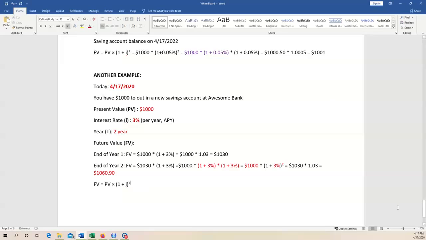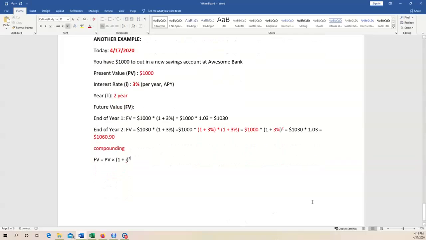Now look at this part. New interest is paid on the interest you earned at the end of the first year. That means in year 2, some interest payment is made based on the interest you earned in the previous year. This process is called compounding. That means interest paid on previously earned interest. Mathematically, compounding refers to this process: 1 plus 3% multiplied by another 1 plus 3%. Okay, now let's do another example.